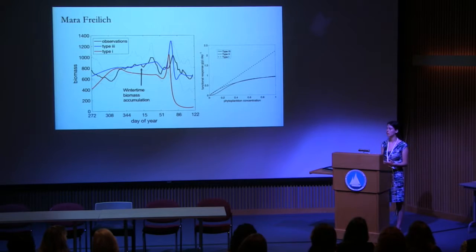What I'm showing is the two model results, with the red curve being a constant zooplankton response function versus a nonlinear response function in the blue curve that allows for these decreased loss rates, or biomass accumulation, in wintertime.